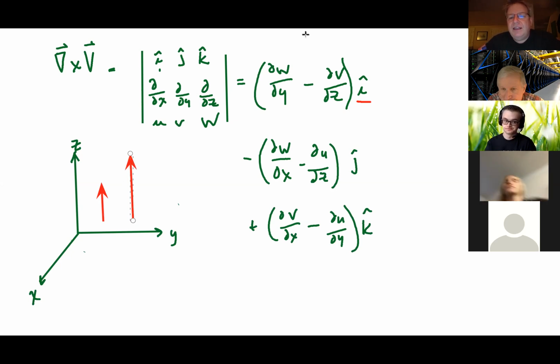Now, in this case, if I were to put a paddle wheel in here, let me try to draw that a little bit better. Maybe like that. There's the paddle wheel. How will this paddle wheel rotate? Counterclockwise.